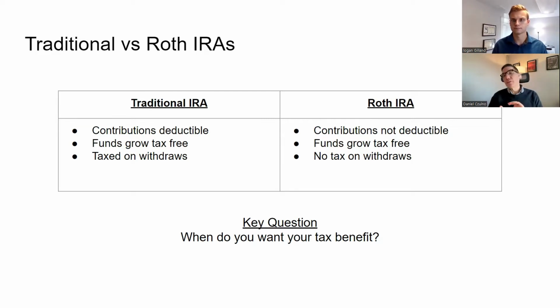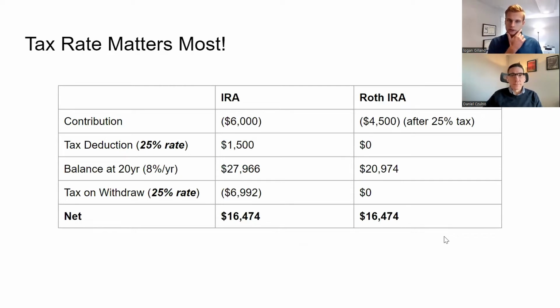Roth IRA is effectively the opposite. So you're putting money in today, that's not deductible, so you're still paying taxes on those funds. The funds still grow tax-free, but there is no tax on the withdrawals. So we can obviously see that the key question when it comes to which type of account to utilize in any particular circumstance is really, when do you want your tax benefit, right? We can see very clearly in that table there, the key difference between these two types of accounts is really when that tax happens. Yeah, and I think this page goes a little bit more into detail there when you're looking at an actual scenario for a contribution.